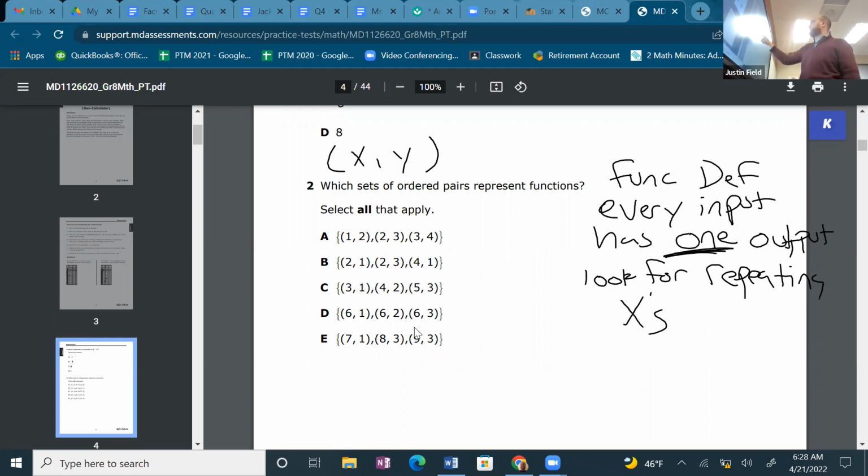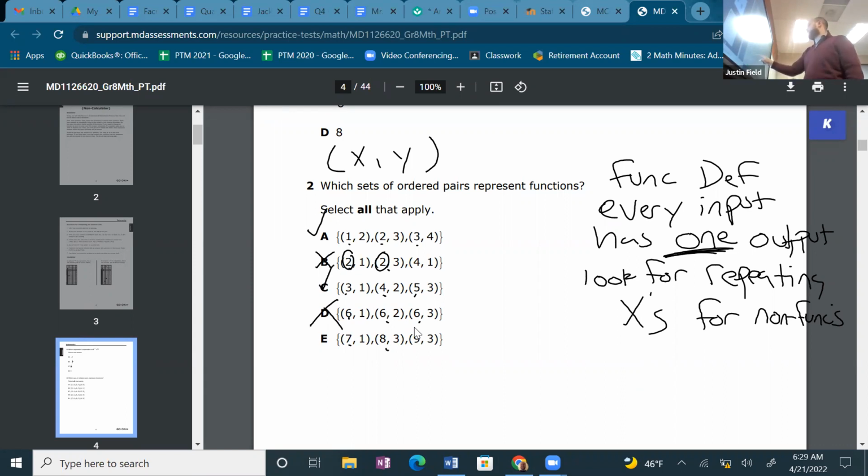So I'm looking at the X's, I see 1, 2, 3. So which sets of ordered pairs represent functions? A represents a function because there's no repeating X value for non-functions. All right, so 2, 2. You guys see that? There's 2, 1, and 2, 3. No, B is not a function. Circle the 2's. 3, 4, 5. C works. 6, 6. Oh no. 6, 6, 6. Get out of here.